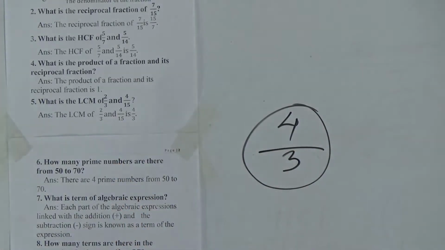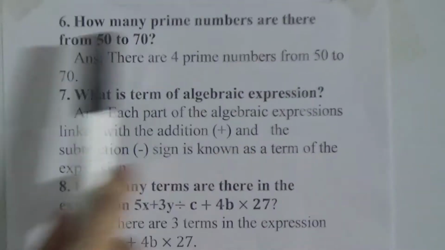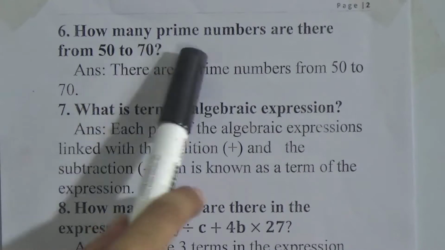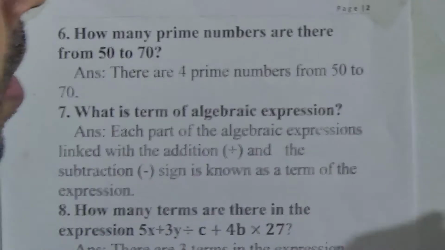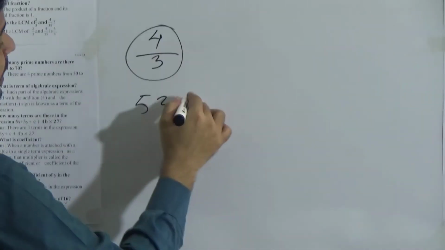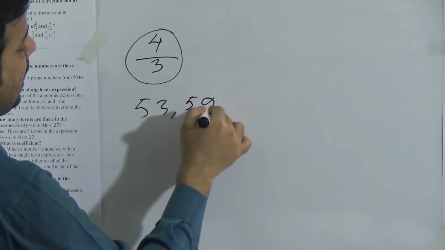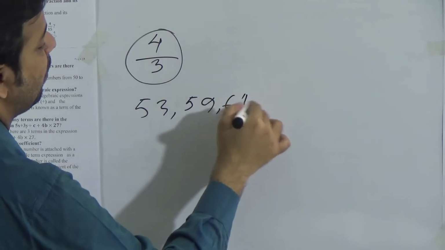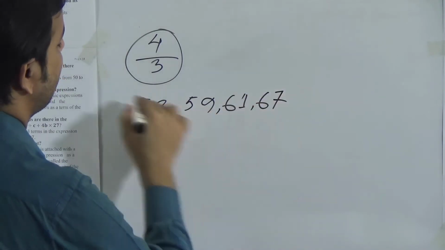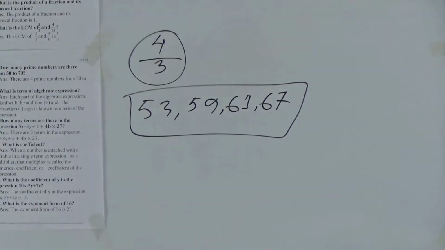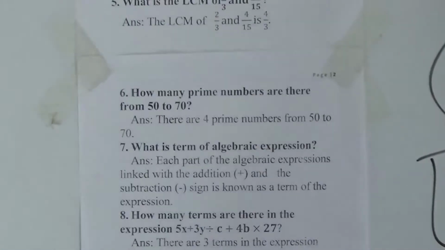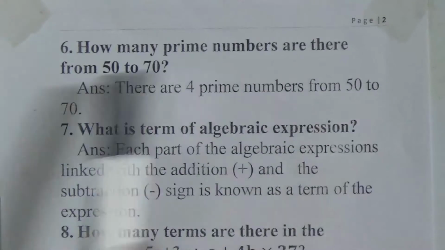Now question 6. How many prime numbers are there from 50 to 70? Dear students, from 50 to 70 the prime numbers are 53, 59, 61, 67. These 4 prime numbers are there from 50 to 70. So we can write there are 4 prime numbers from 50 to 70.